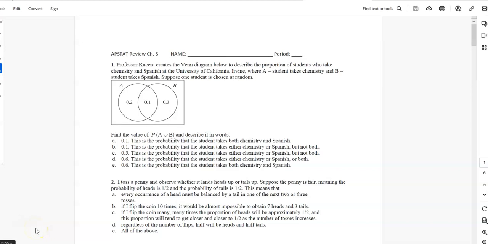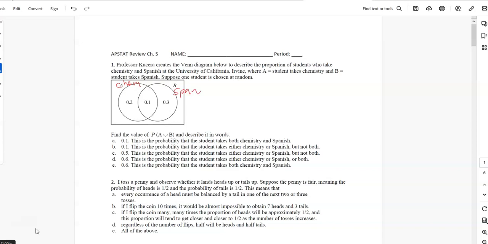Okay, so let's start with the review. Professor creates the Venn diagram below to describe the proportion of students who take chemistry and Spanish at the University of California, Irvine, where A, students take chemistry. So this one is chemistry, and this one is Spanish.